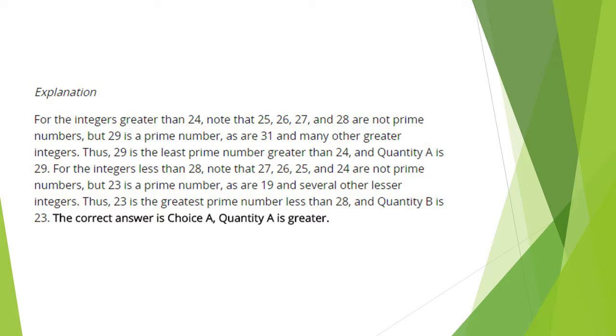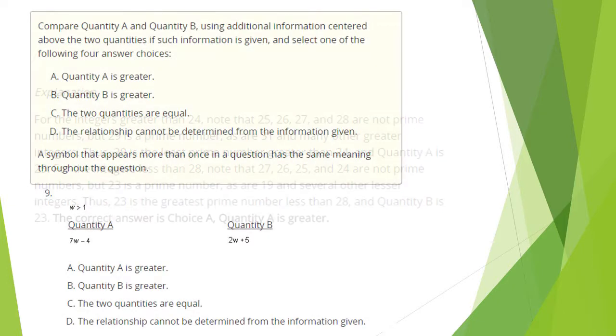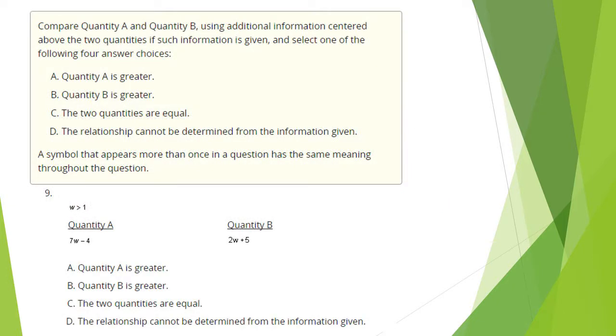For the integers less than 28, note that 27, 26, 25, and 24 are not prime numbers, but 23 is a prime number, as are 19 and several other lesser integers. Thus, 23 is the greatest prime number less than 28, and quantity B is 23. Let's try another one. Follow along as I read the question.